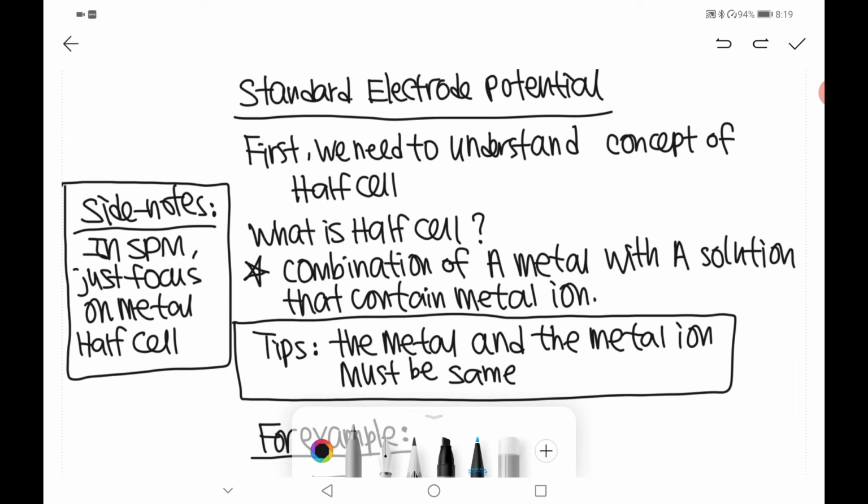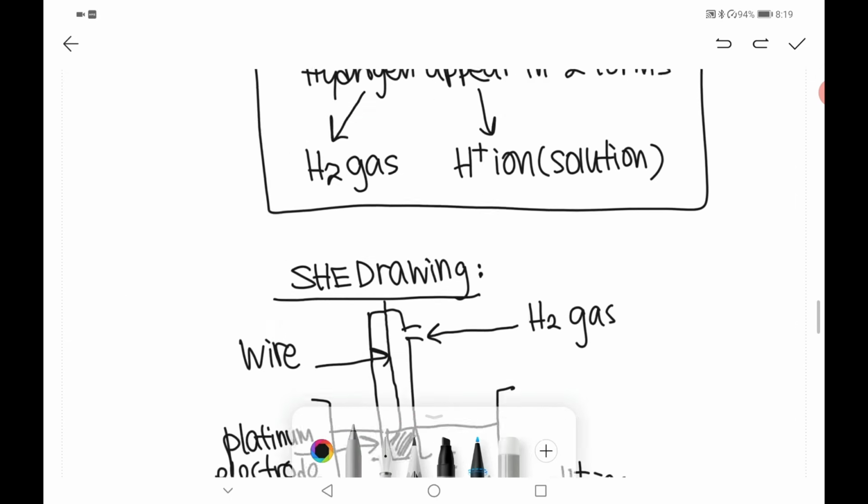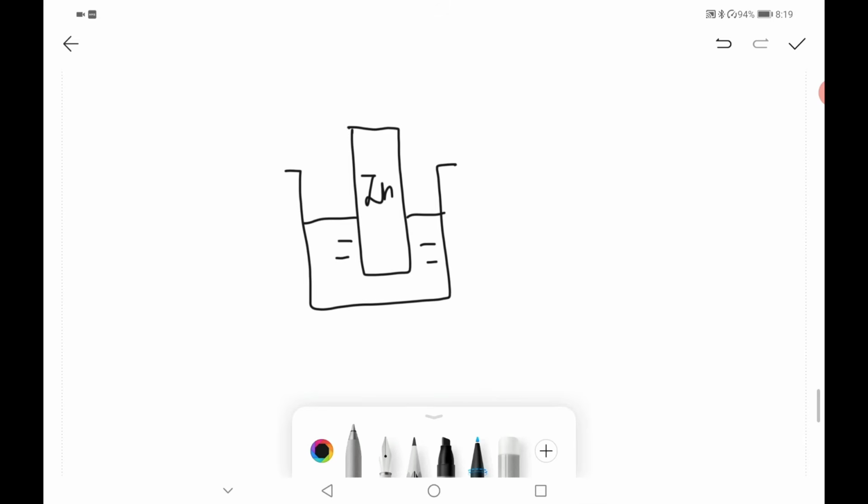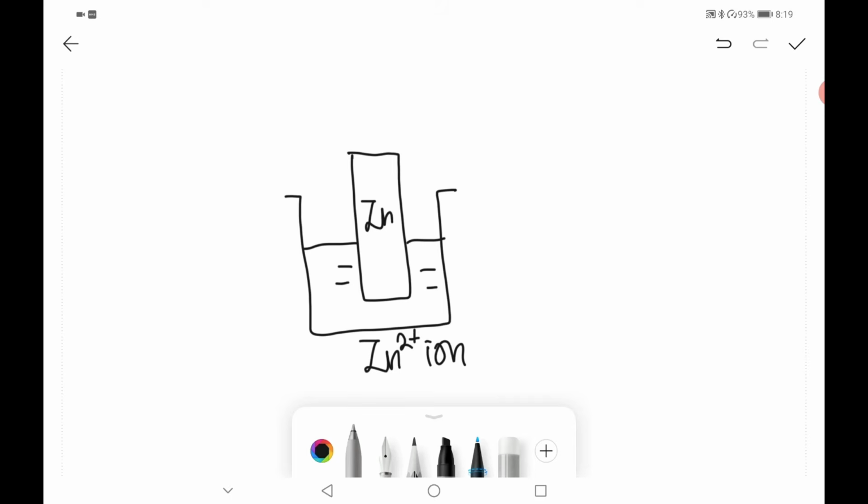To draw the solution here, we must have a dotted line. So the solution, Zn 2 plus. In the solution we must have the ion. Because here there is a charge, we put the word ion. All right, so here it is settled already.